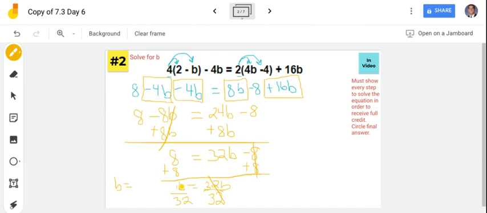And isn't 16 half of 32? Yeah. So we can simplify this fraction, 16 over 32, to 1 half. So b is not equal to 2. b is equal to 1 half. If it was 32 over 16, that would be 2. This is 16 over 32, and 16 is half of 32. So b equals 1 half.